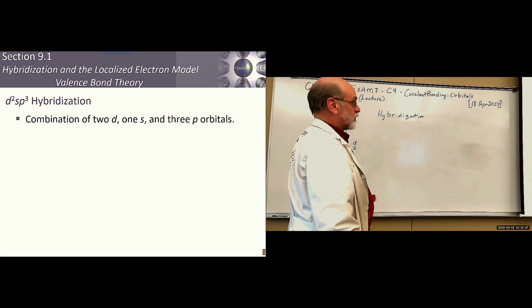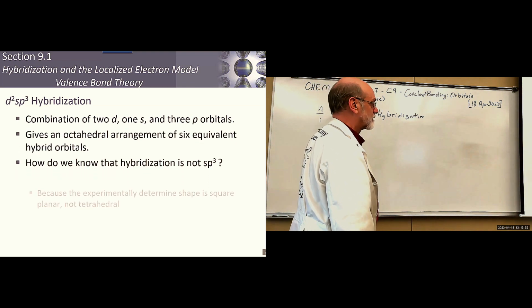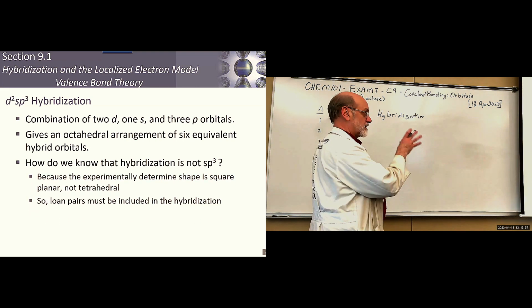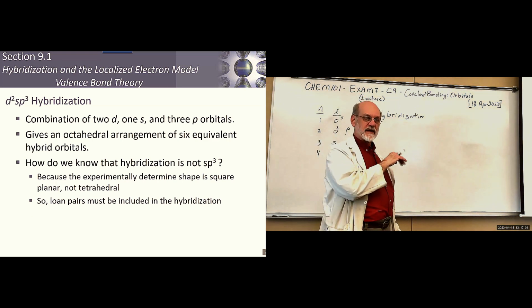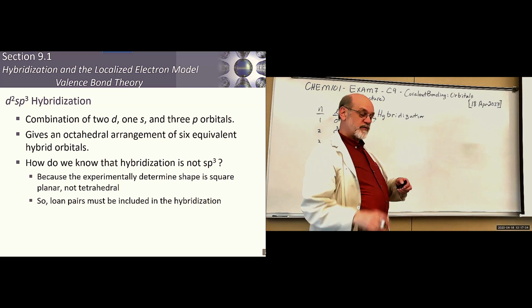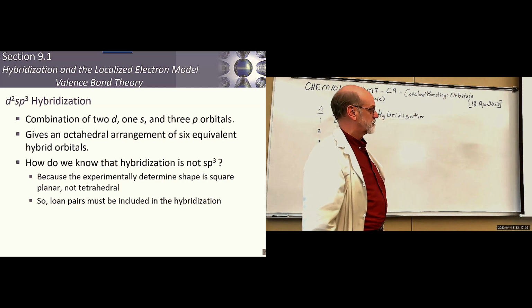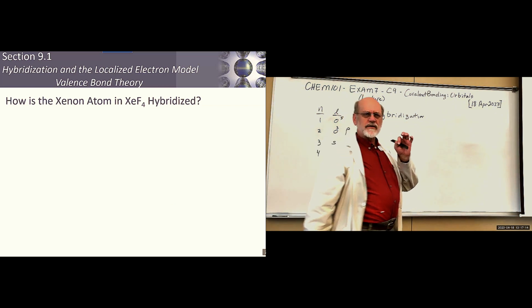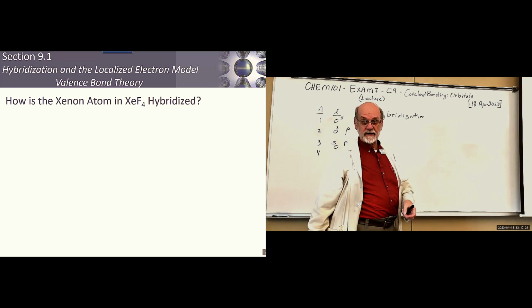So that's d2sp3 hybridization. It uses 6 equivalent orbitals. And the shape experimentally is determined as square planar, and our theory then has to adapt to that. So that's why we put all the fluorines around the square, because that's what the experiments show. And the lone pairs have to be included in the hybridization because the VSEPR model says they do. The electronic structure says that they have to be in there.